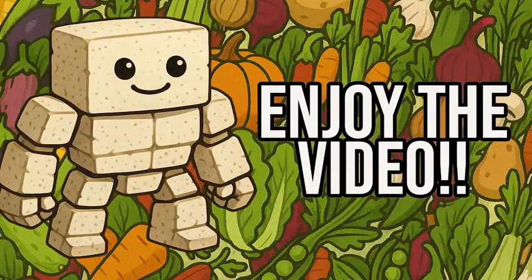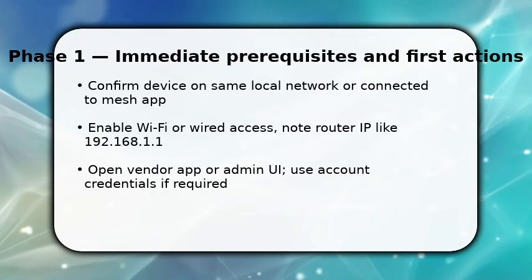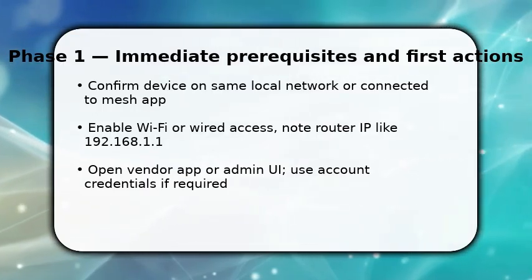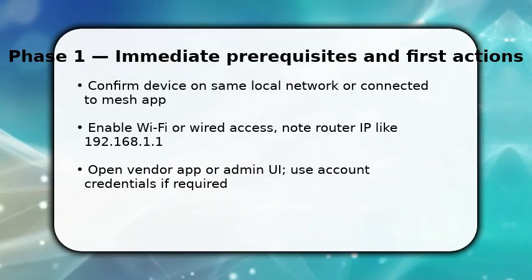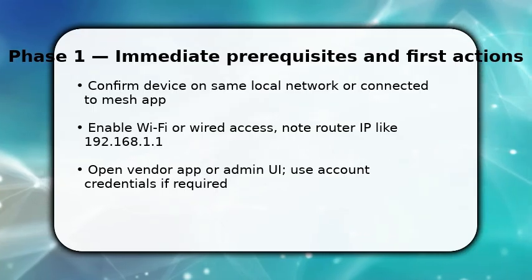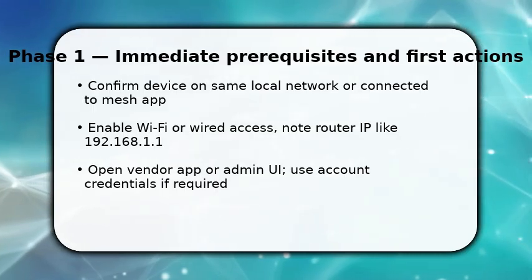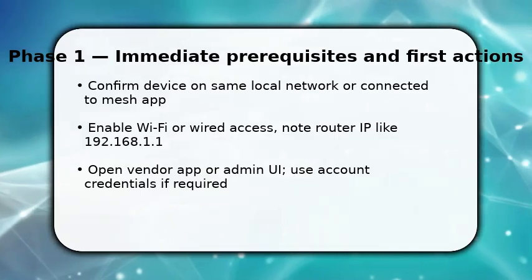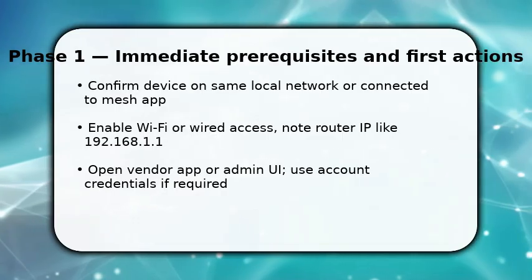Please enjoy the video. You start by confirming prerequisites and then take the first actionable steps. Make sure your client device is on the same LAN as the mesh nodes. Once done, open the vendor app or the router admin page. Use the login you already set, because without auth you can't list nodes. Then go to Network or Topology View. This is where devices appear.